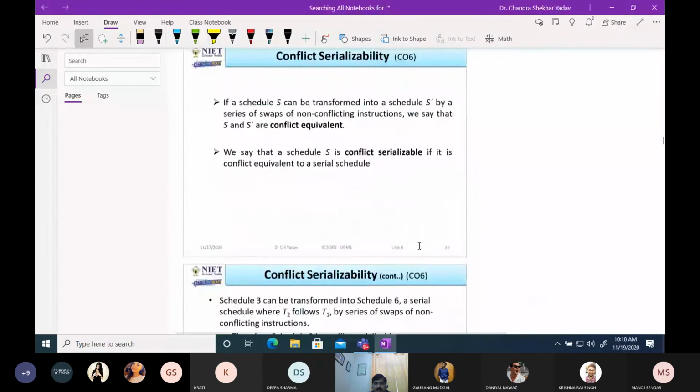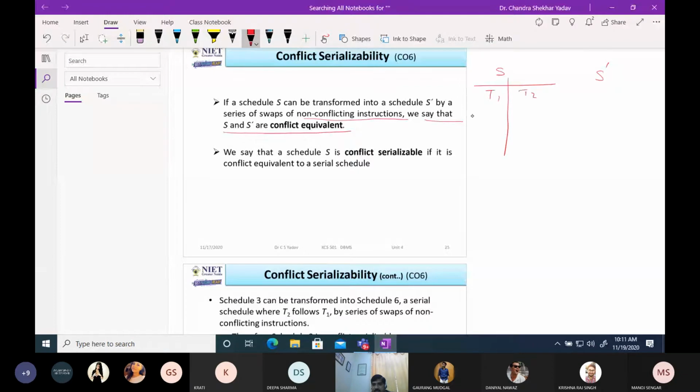So see here, if a schedule S can be transformed into a schedule S dash by a series of swaps of non-conflicting instructions, we say that S and S dash are conflict equivalent. A schedule S is conflict serializable if it is conflict equivalent to a serial schedule. Okay, conflict equivalent: suppose we have two schedules, one is S and another is S dash.